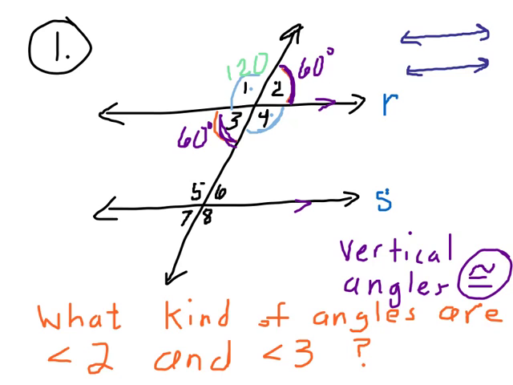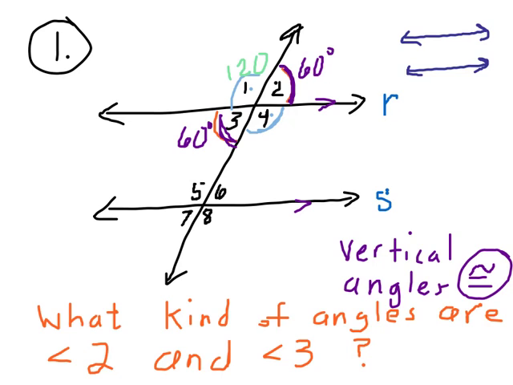And learning from the previous lesson about supplementary angles, you know that angle 1 and 2 are supplementary, because altogether they make 180. You could even say that angles 1 and 3 are supplementary. 1 is 120, 3 is 60. Angle 1 and 3 are supplementary.